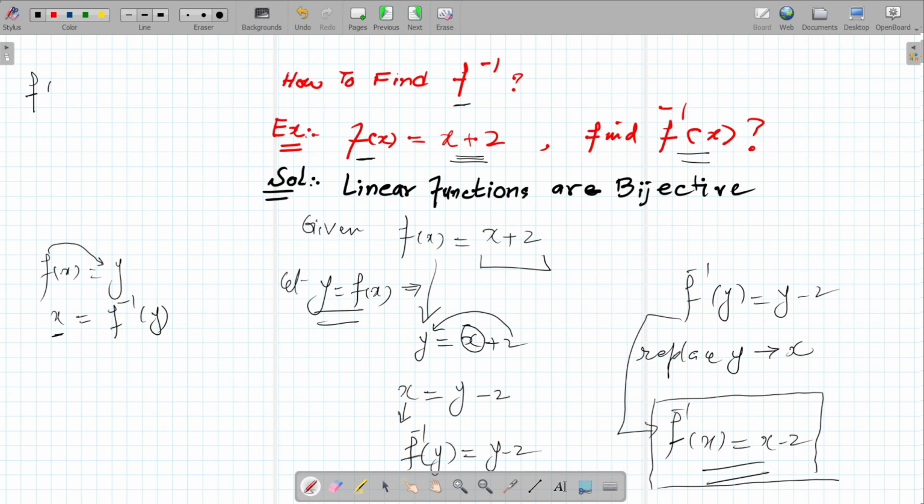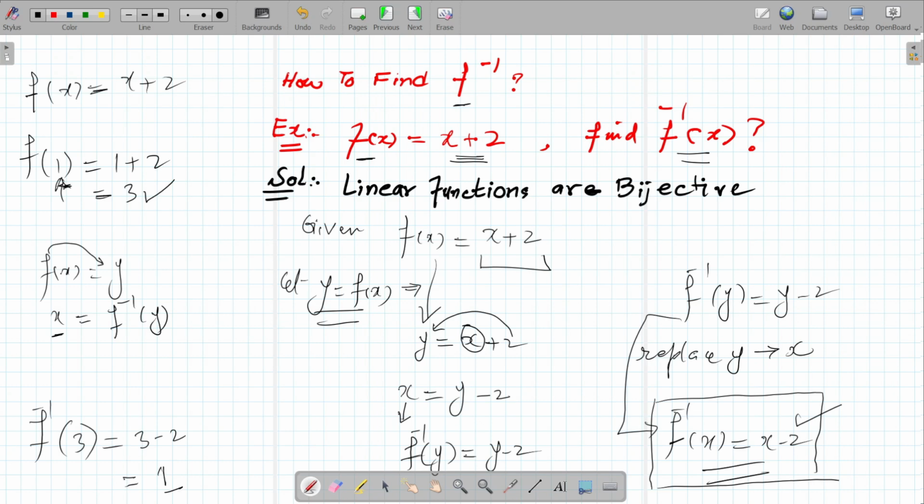Now let's see what is the outcome of this f inverse. If f is a function which is x plus 2, then this will give output at x equal to 1, 1 plus 2. This is giving output 3 for x equal to 1. Then f inverse should give output 1 at 3. What is f inverse of x? Which is x minus 2. If you put 3 in this, you will get 3 minus 2 equals 1.